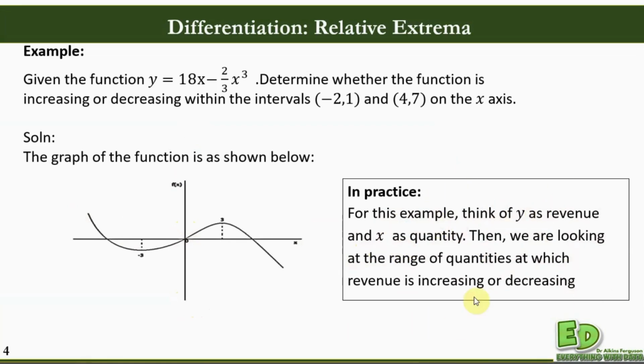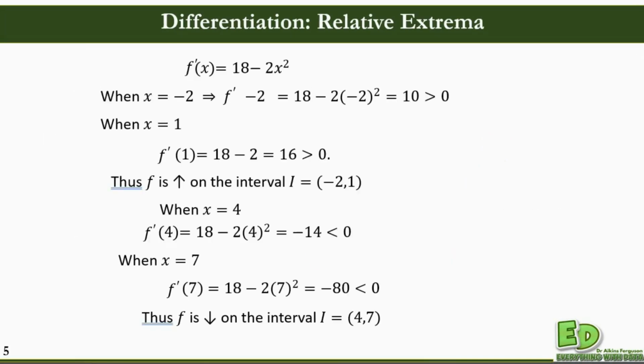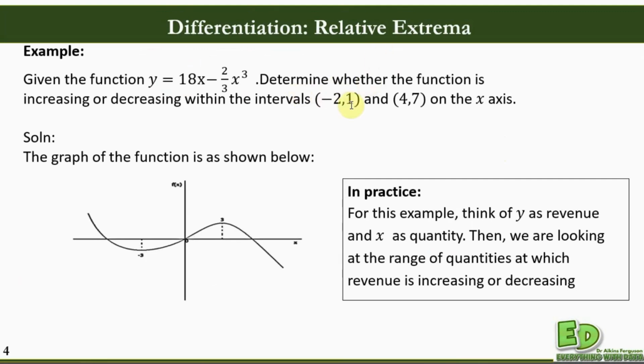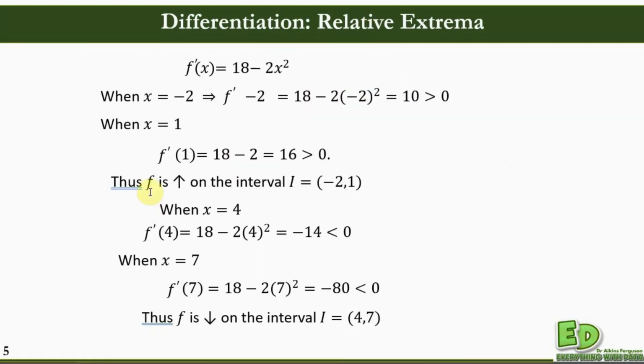Your revenue can be increasing or decreasing, or you can be achieving profits at certain points, and then at a certain point you'll be incurring losses, or your profit will be lesser than what you had earlier. Okay. So what do you do next? If the function is given to you, you have to differentiate the function, right? That's the first step. So you differentiate the function, and then you have 18x minus 2x squared. Then you put the first point, which is negative 2, 1, into that differentiated function.